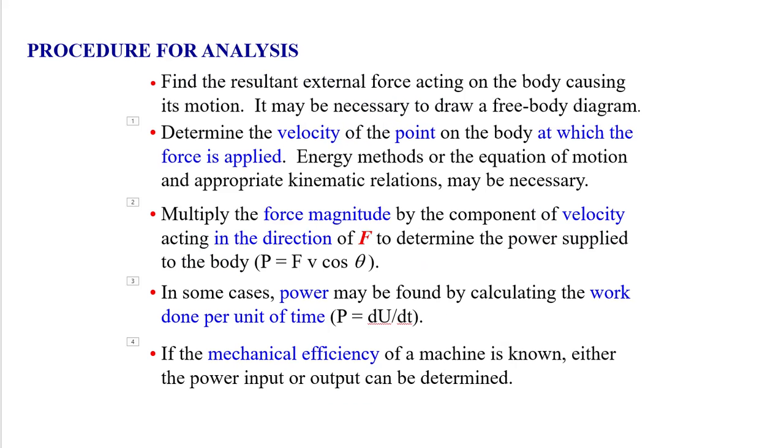So procedures for working these problems is very similar to what we've seen before. We've got to define the external forces acting on the body. We have to draw those free body diagrams. We need to determine our velocities at the point at which the force is being applied.